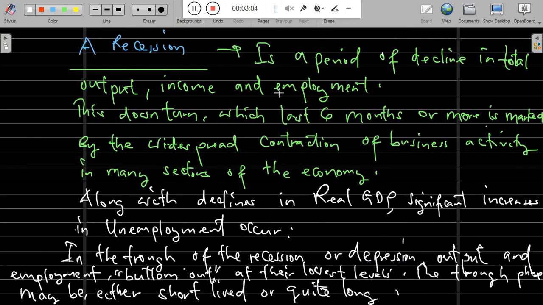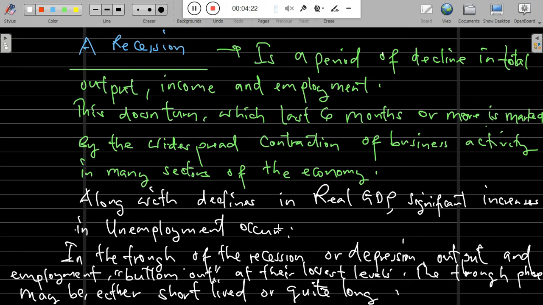What about recession or depression? There is a contraction of business activities in many sectors of the economy. Along with the decline in real GDP, significant increases in unemployment occur as well. In the trough of the recession or depression, output and employment bottom out at their lowest levels. So the trough phase may be either short-lived or quite long.